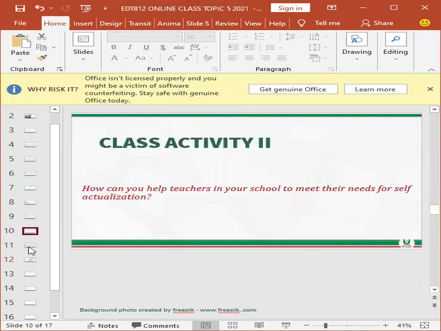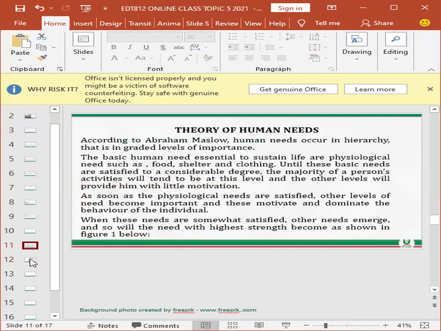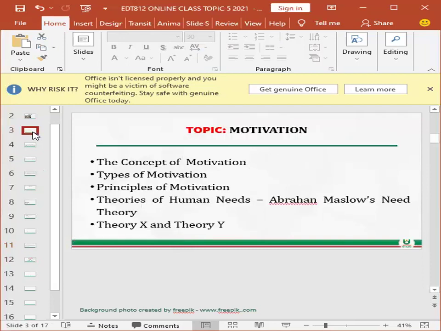So we've been able to discuss the theory of human needs. We've been able to discuss the concept of motivation, types of motivation, principles of motivation, and also the theory of human needs from Abraham Maslow.